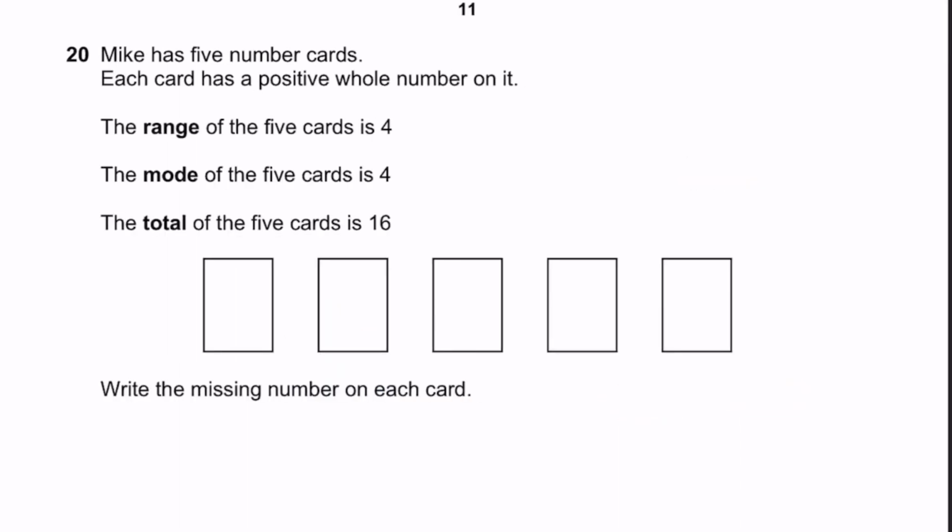Question 20. Mike has 5 number cards. Each one has a positive whole number on it. The range of the 5 cards is 4. The mode of them is 4. And the total is 16. Write the missing number on each card.